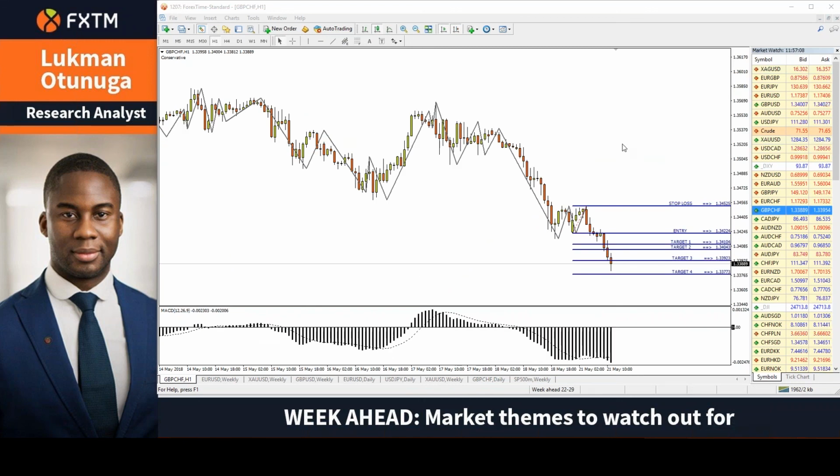I've loaded a chart of the pound Swiss franc. The pound Swiss franc is heavily bearish on the hourly, as you can see right here. But as we can see, the entries have already been triggered and target 4 is almost in sight. Fresh signals will be provided this afternoon on the MyFXTM trading signals.